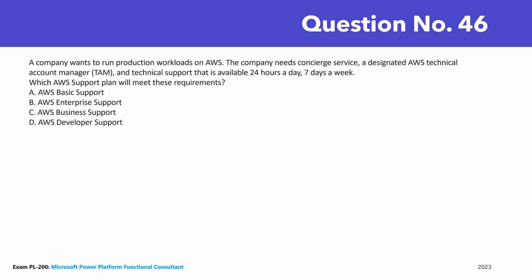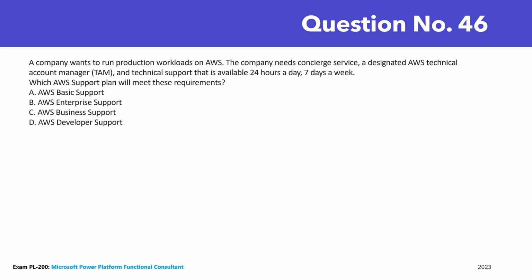The company needs concierge service, a designated AWS Technical Account Manager, TAM, and technical support that is available 24 hours a day, 7 days a week. Which AWS support plan will meet these requirements? A. AWS Basic Support. B. AWS Enterprise Support. C. AWS Business Support. D. AWS Developer Support. Correct answer, B.